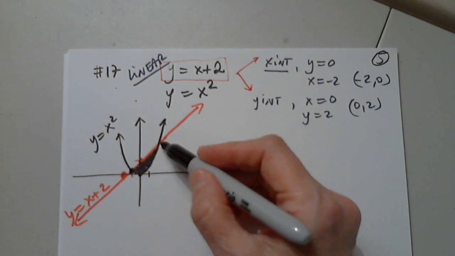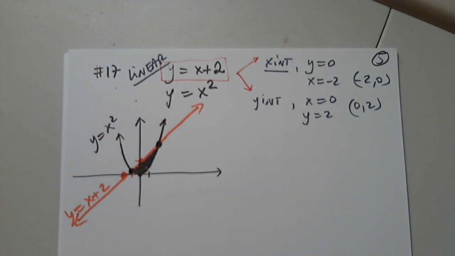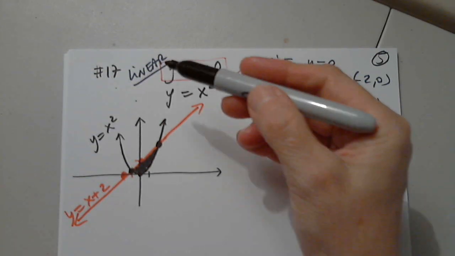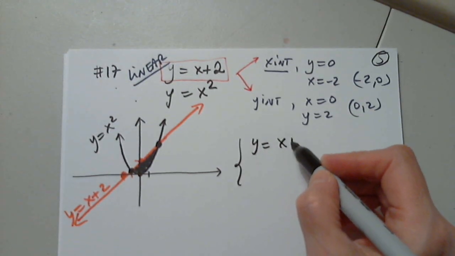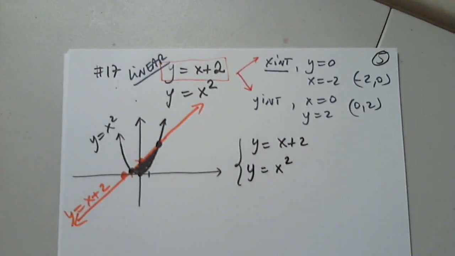This is what we need to determine. But I need to determine the points of intersection. How do I determine where they intersect? Anyone remember how to determine the points of intersection of two graphs? What do we need to do? You have to set them equal to each other. Thank you very much.